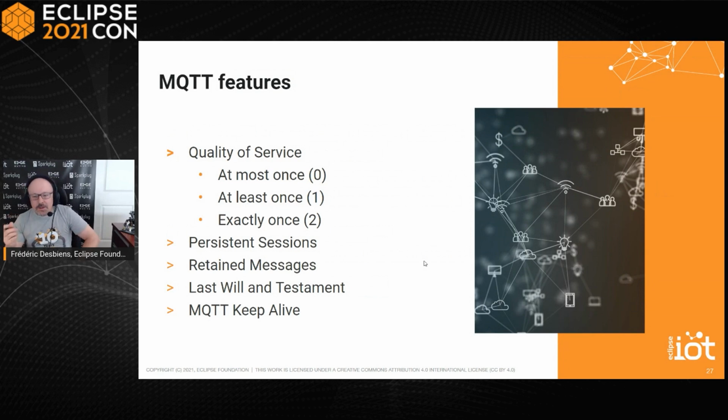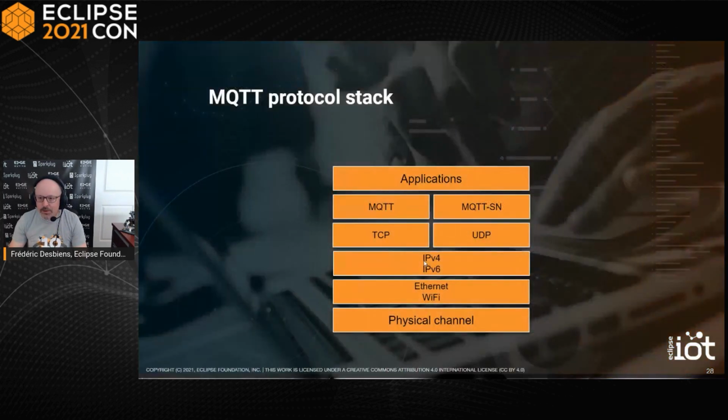MQTT offers three different qualities of service. So you can request that a message is delivered at most once, at least once, or exactly once. And already you see that that would be a whole mess to implement using REST. It offers persistent sessions, retained messages, and last will and testament. So a message that a device will send before disconnecting from the network. And you can even keep those connections alive using MQTT keep alive over the long term. So this is the stack, and you see that for TCP, there's plain MQTT. For UDP, you've got MQTT-SN.